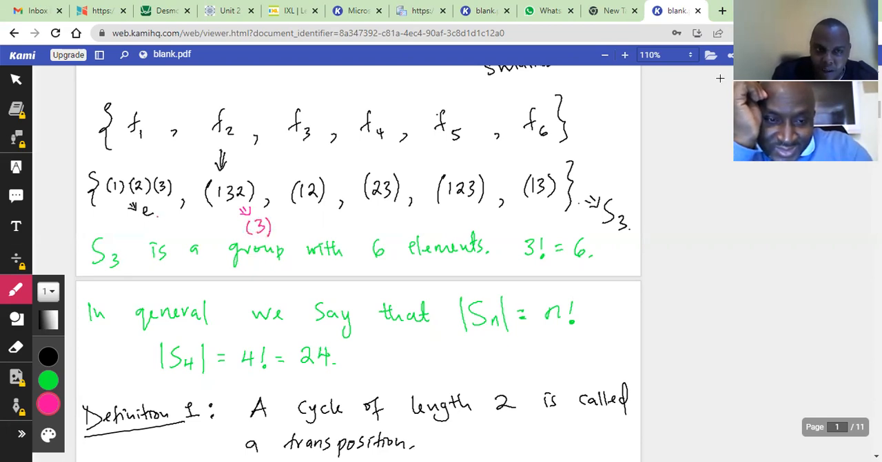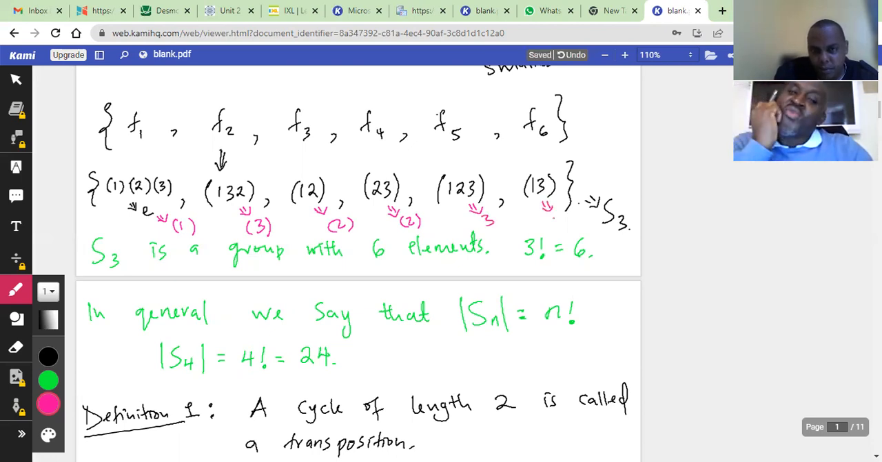The order of the identity is 1. The order of (1 2) is 2. The order of (2 3) is 2. The order of (1 2 3) is 3. And the order of (1 3) is 2. Do you think there is a relationship between the length of a cycle and its order?